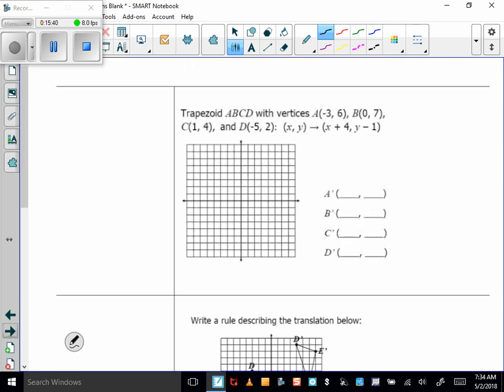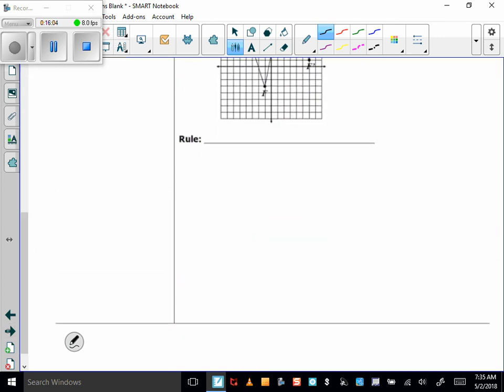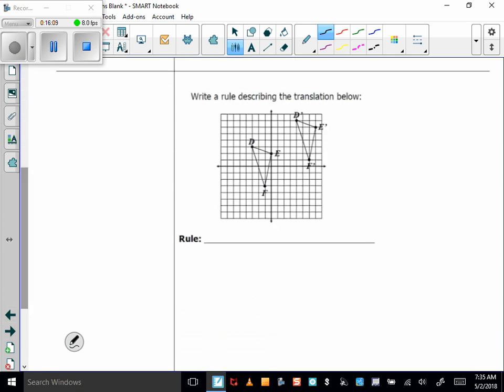Let's see what we got here. Just another translation, trapezoid ABCD. So A prime is going to be (1, 5). B prime is going to be (4, 6). C prime is going to be (5, 3). And D prime is going to be (-1, 1). And I believe this is the last one. Oh, no, it's not the last one. Okay. Write a rule describing the translation below.